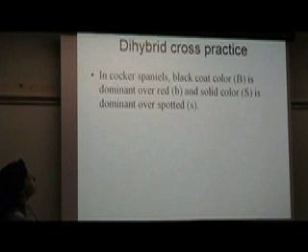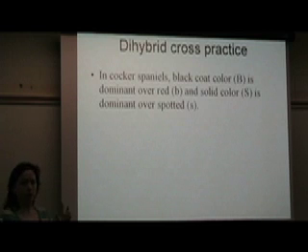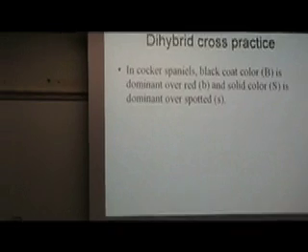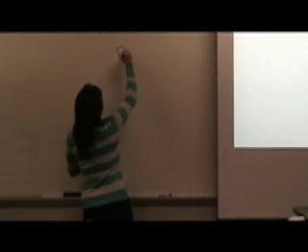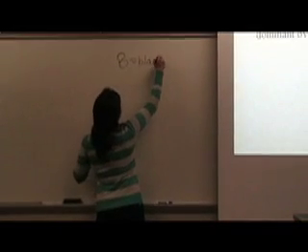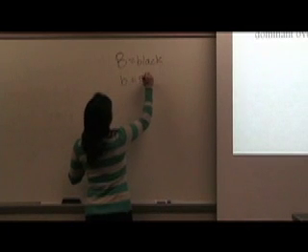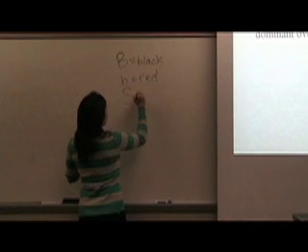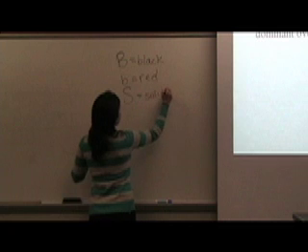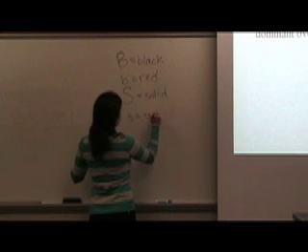In Cocker Spaniels, black coat color, big B, is dominant over red, little b, and solid coat color, big S, is dominant over spotted, little s. So again, we're going to start with what we know. We're following two traits here. Big B gives me a black coat, little b gives me a red coat, big S is solid, and little s is spotted.